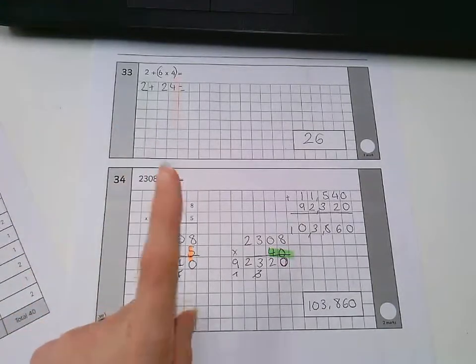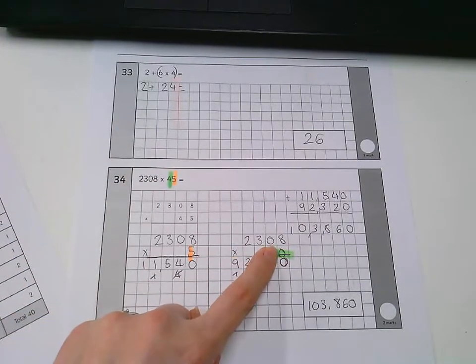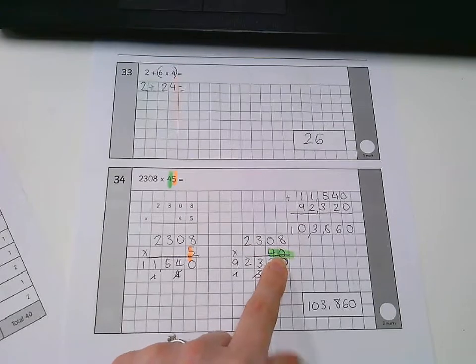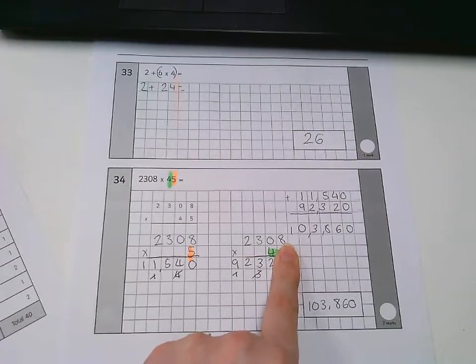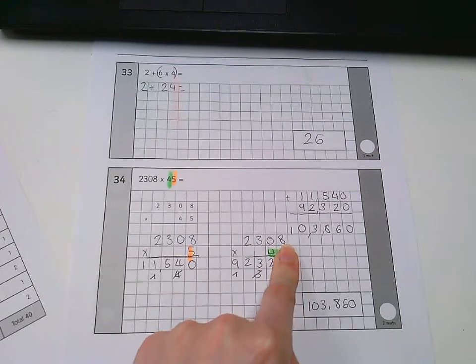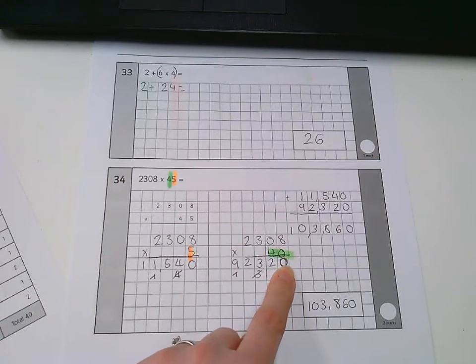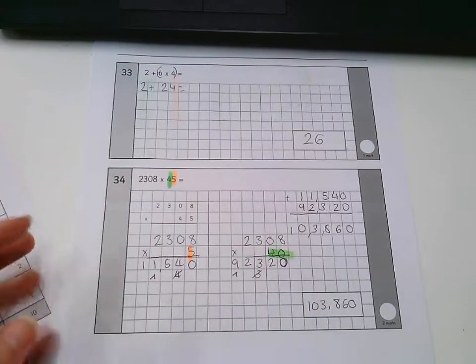Okay, the main thing that people go wrong with here is they forget that 0. You're timesing by 40. So if I just did that, I've only times by 4. So then times it by 40 by adding that 0. Don't forget that 0.